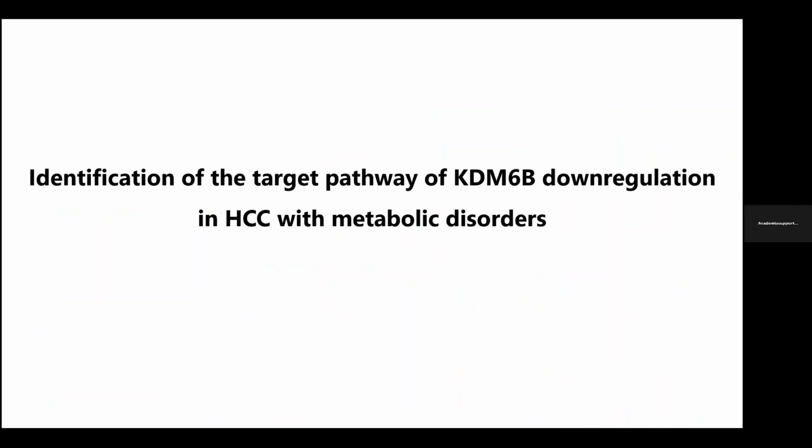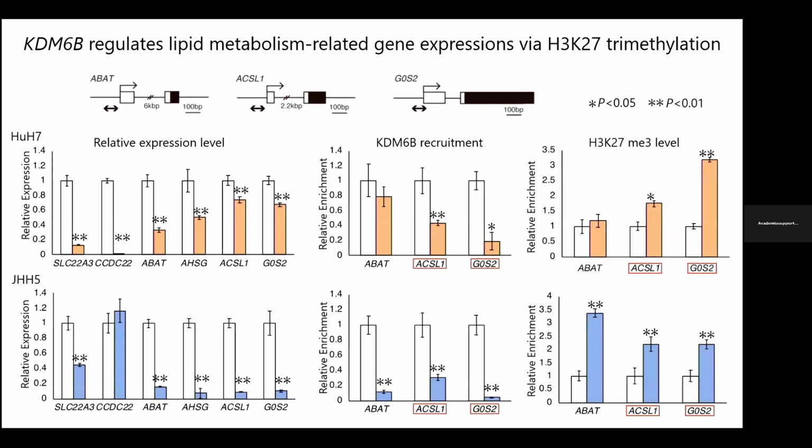Next, we identify the target pathway of KDM6B downregulation. To clarify how KDM6B regulates downstream target gene expression, we quantified KDM6B occupancy and H3K27 methylation levels at the promoter region of lipid metabolism-related genes between KDM6B wild type and knockout cells. ChIP assays demonstrated that KDM6B can bind the promoter regions of ACSL1 and G0S2 and induce H3K27 demethylation, resulting in positive regulation of this gene expression.